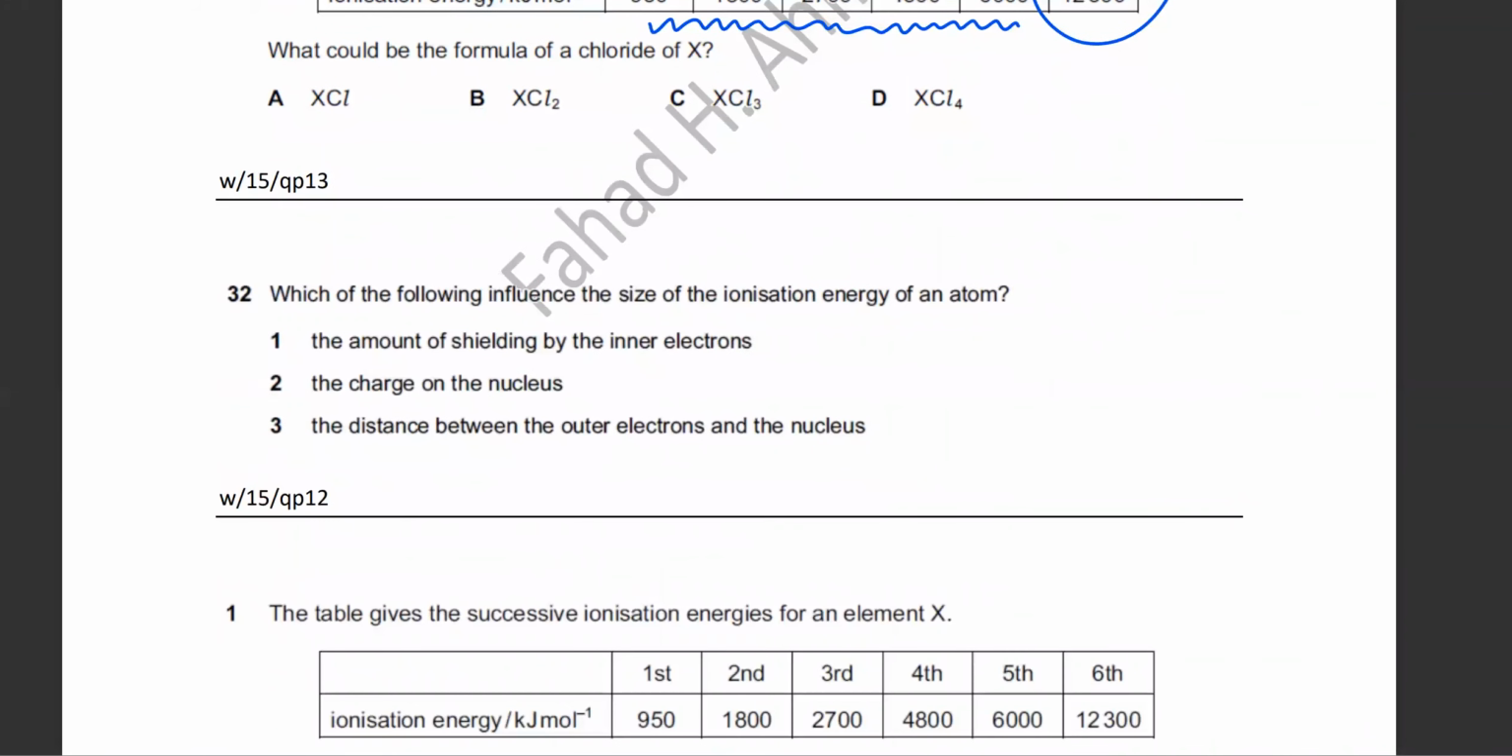Which of the following influence the size of the ionization energy of an atom? Basically, you have to list the factors: the charge in the nucleus, the amount of shielding by the inner electrons, and the distance between the outer electrons and the nucleus.